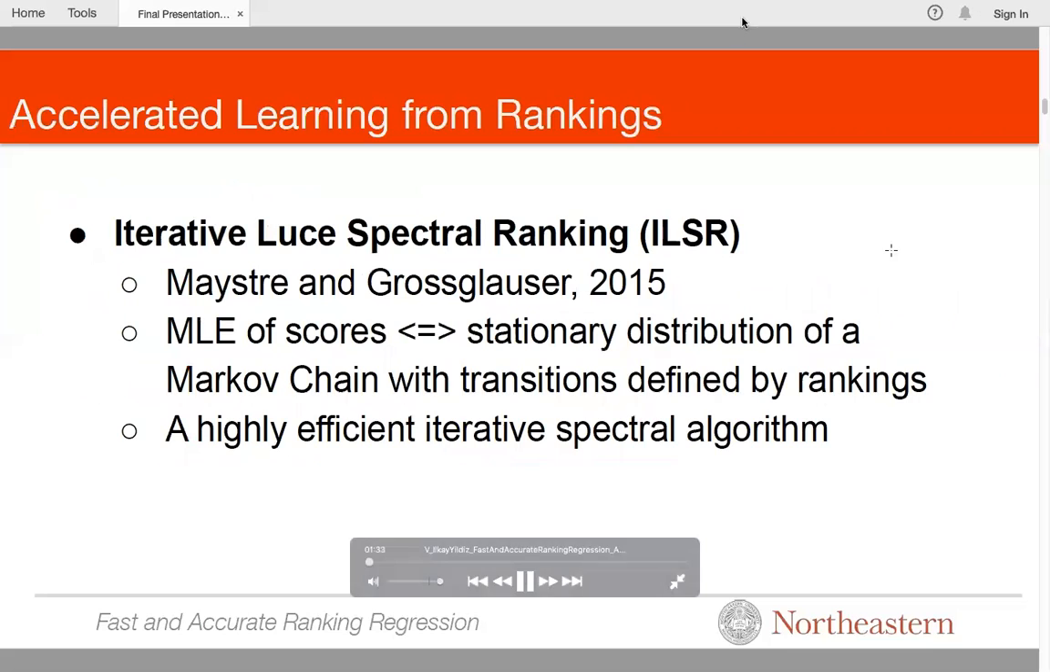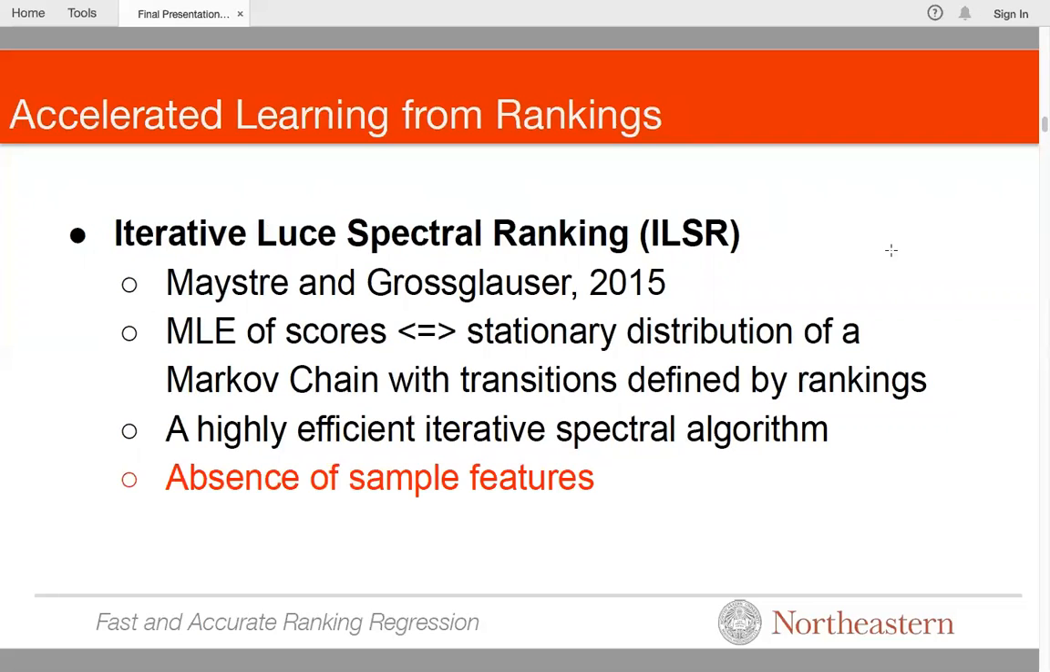So recently, Maystre and Grossglauser proposed an efficient iterative algorithm to find the Plackett-Luce scores. This algorithm relies on the fact that maximum likelihood estimation of Plackett-Luce scores is equivalent to the stationary distribution of a Markov chain, where the transitions are defined by the ranking observations. And by doing so, they proposed an iterative spectral algorithm.